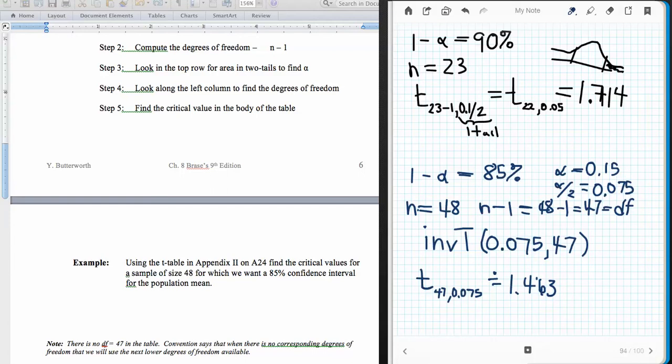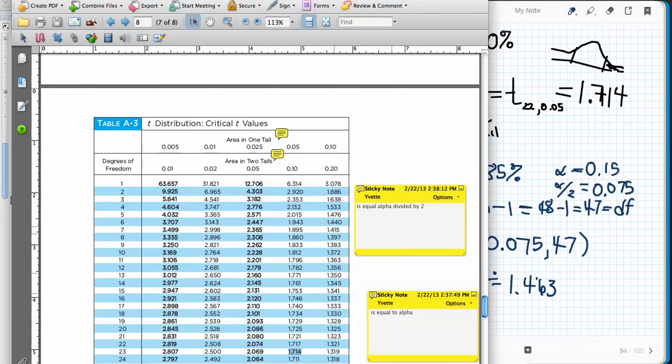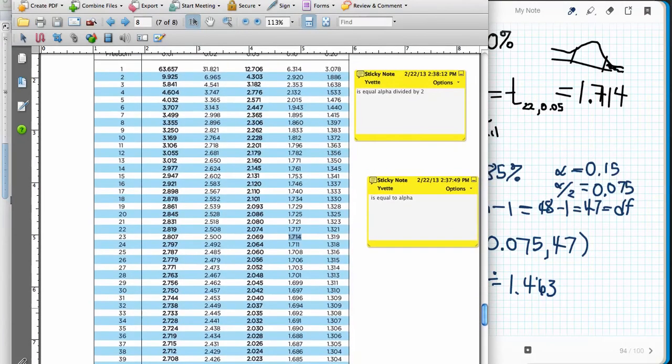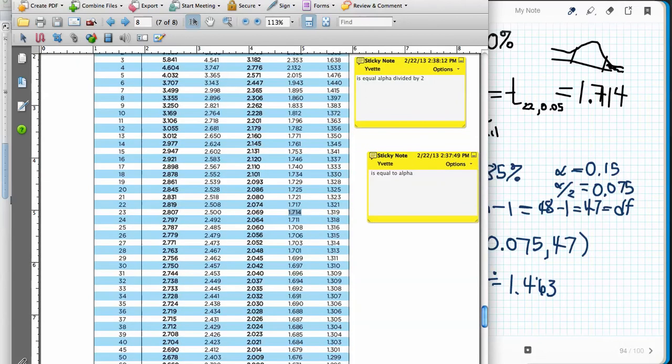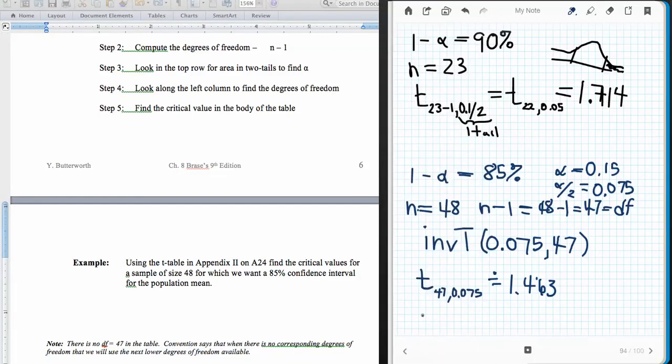So when you go to your t-table, if you were using a t-table, one of the things that you would notice for this problem is that this t-table doesn't have 47 degrees of freedom. So it jumps from 40 to 45 and then up to 50. So the convention is that we'll use the next lower degrees of freedom. So that's a note down here, and you want to make sure you know that. So you'd use lower degrees of freedom, not higher degrees of freedom, if they're not available in the table.